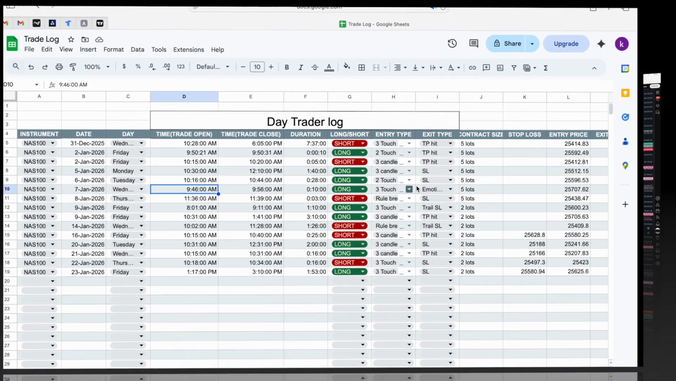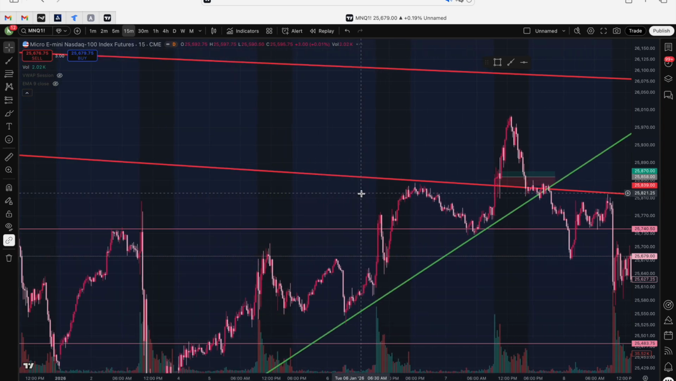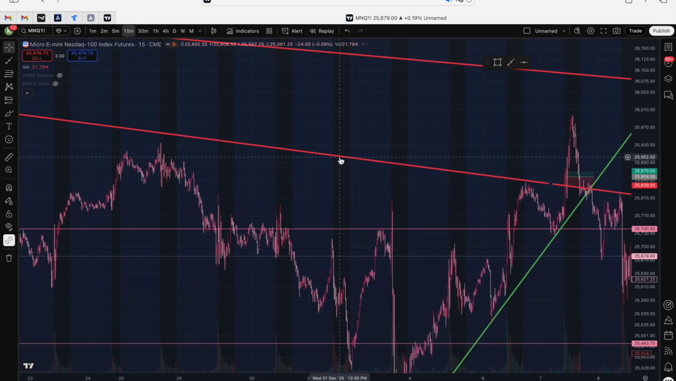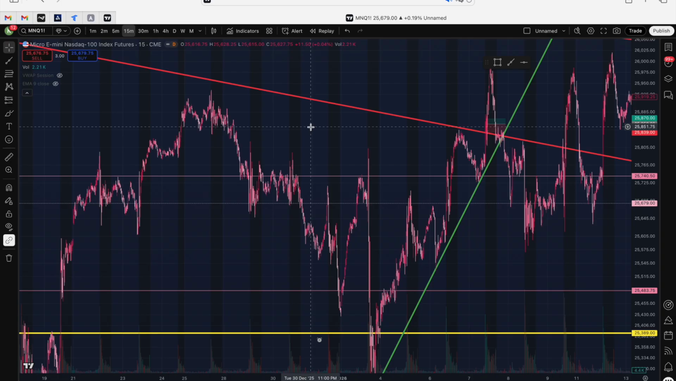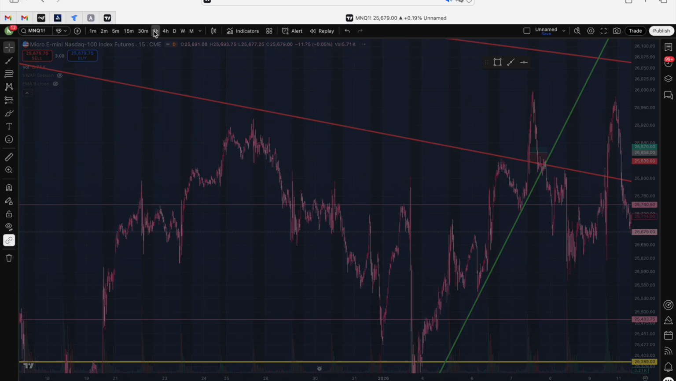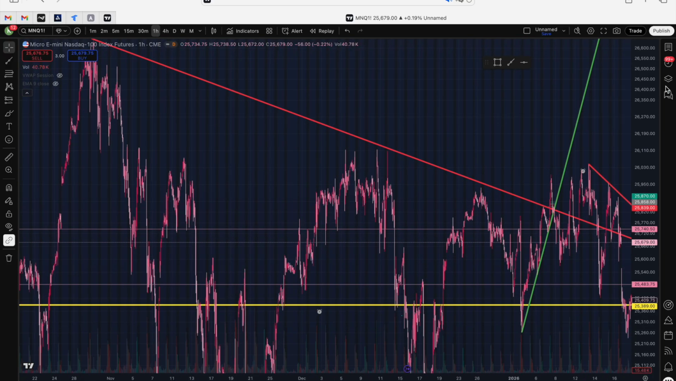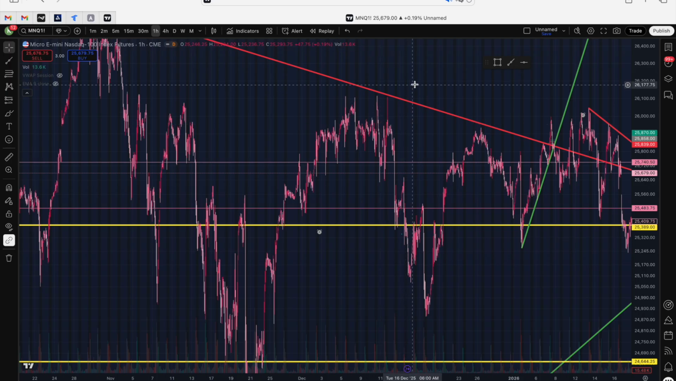So let's go into charts. So this is Wednesday. I already have this touch point, so I have drawn this just so it's easier for us to understand. As you can see, this touch point, let me go to 1 hour. This is how the MNQ chart looked, right? This is a 1 hour time frame.